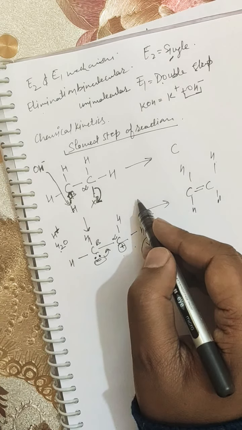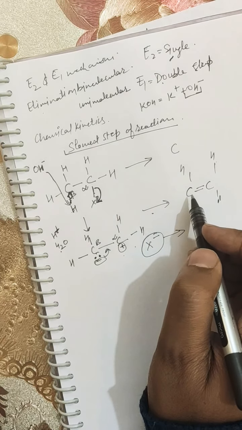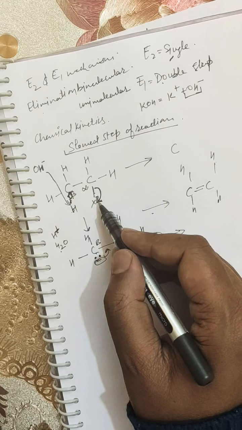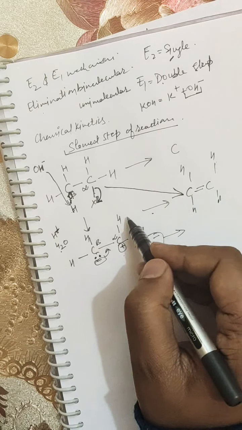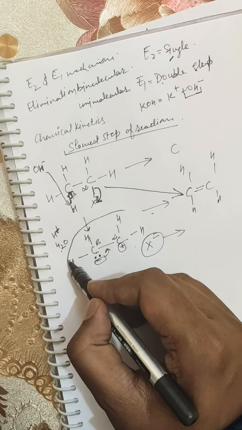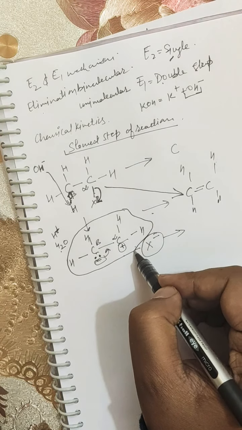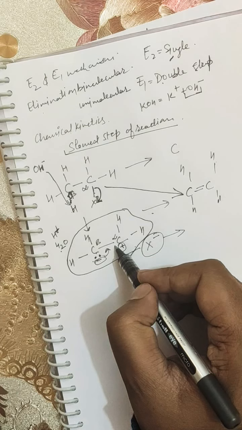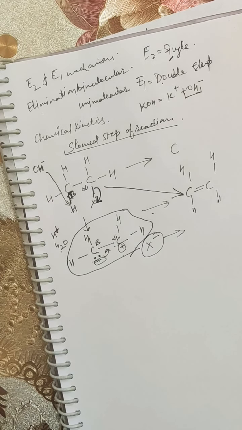So this is the single step mechanism for the formation of alkene from alkyl halide by dehydrohalogenation. This is not official, I am just writing here to make you understand. When you are attempting this question in the paper, you are not supposed to write this there. So this is basically how the E2 mechanism works for the dehydrohalogenation of alkyl halide. So let me repeat once again.